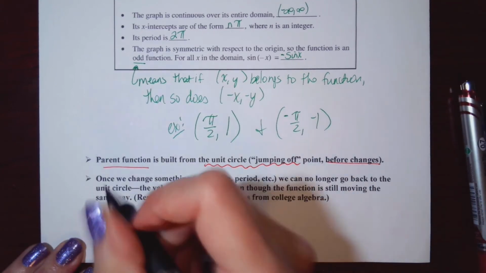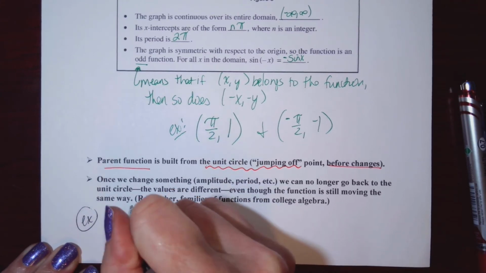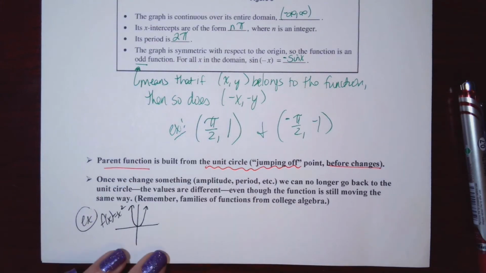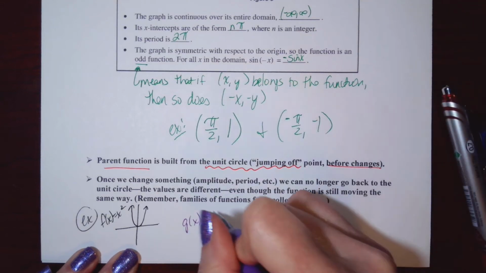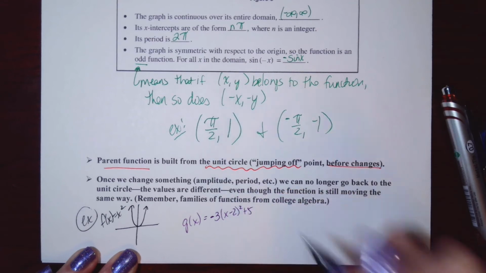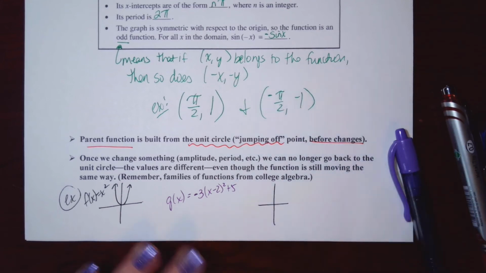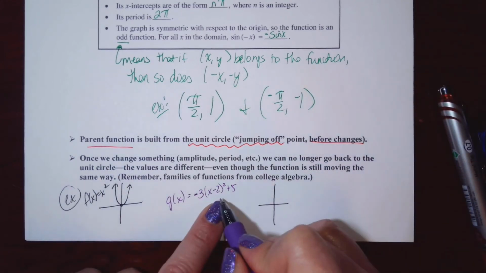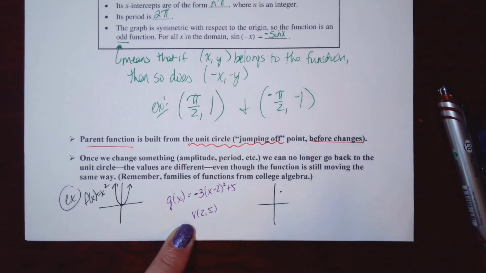For example, from college algebra, everyone hopefully remembers your parent function for the quadratic equation, f of x equals x squared. That's what that's going to look like. Well, if I do some stuff to that, let's say I've got g of x is -3 (x minus 2) squared plus 5. I've got transformations of functions going on. I still have a parabola, but what have I done to that parabola? Well, I've moved the vertex from the origin. Now my vertex is going to be at (2, 5). Over 2, up 5, there's my vertex.